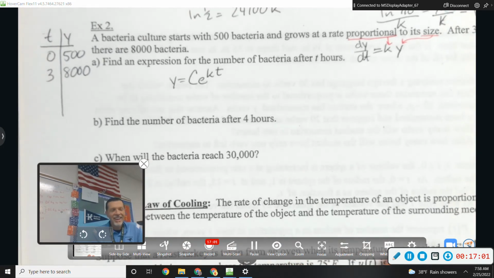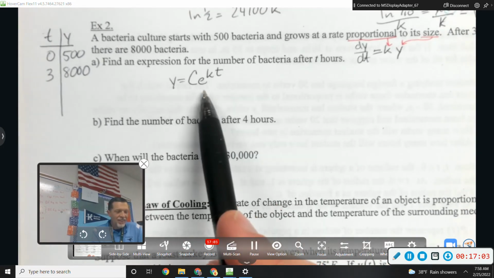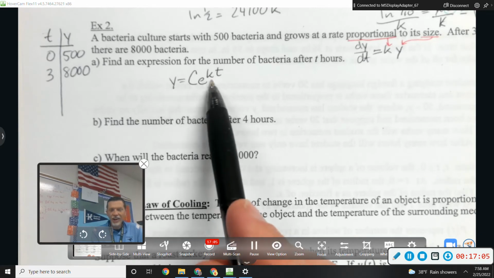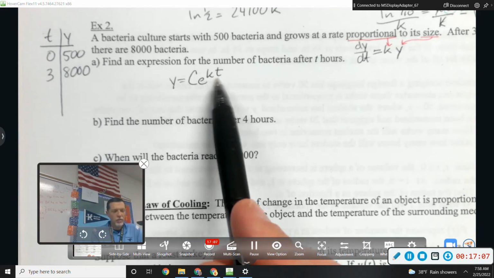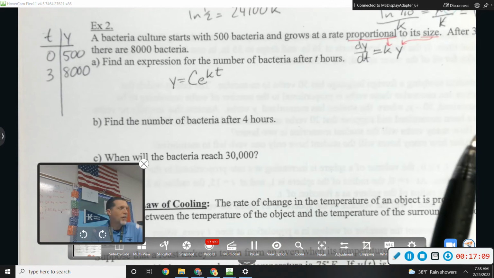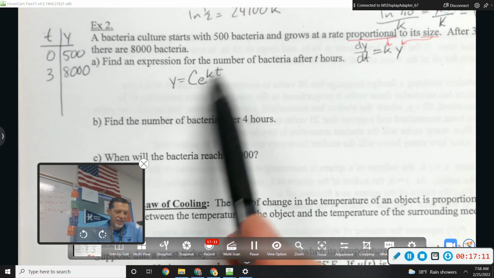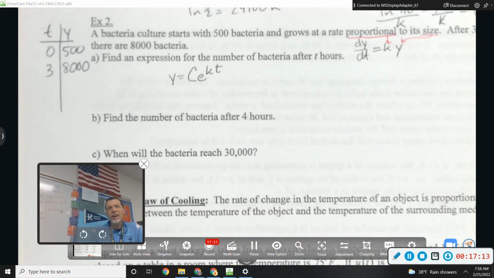Like, we know what they all mean. E is a constant that we know. C and k are constants that we're looking for in this particular problem. Y and t are variables. So we know how to do it. It's just, you've come a long way. Just take a moment to recognize that. Pat yourself on the back.